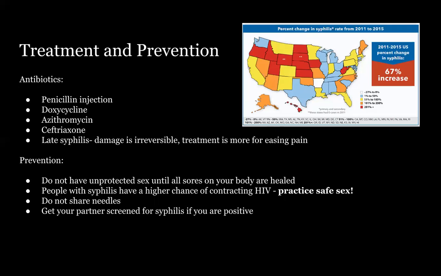Prevention. As said before, do not have unprotected sex until all sores on your body are healed. People with syphilis have a higher chance of contracting HIV, so practice safe sex. Use condoms or dental dams if you are going to have sexual intercourse. Do not share needles. Treponema pallidum can spread through the sharing of needles. And lastly, get your partner screened for syphilis if you are positive, and tell all other sexual partners of your sexual history. The picture on the top right shows the amount of people infected with syphilis from 2011 to 2015. In just 5 years, the number of cases increased by 67%.